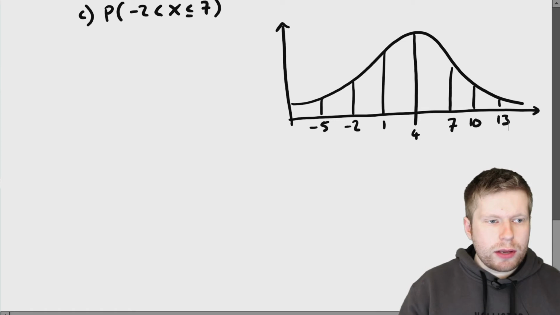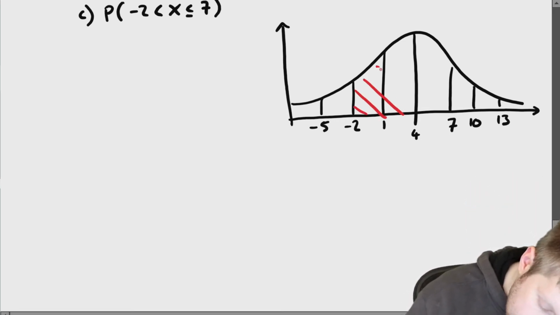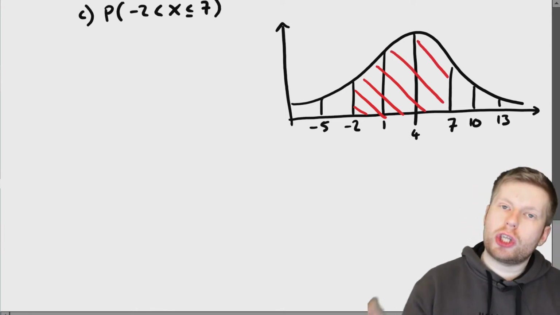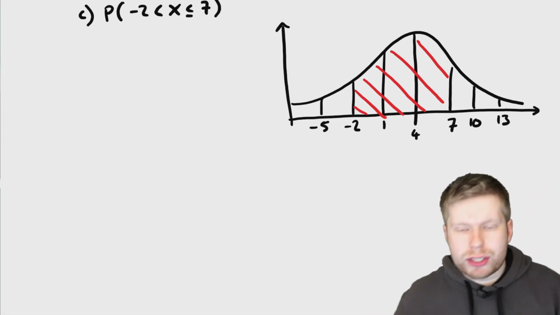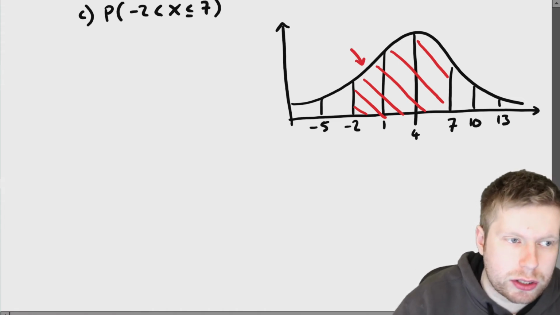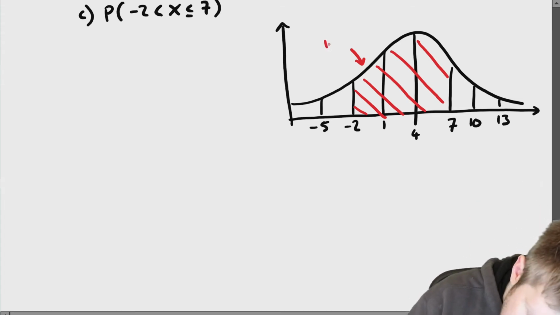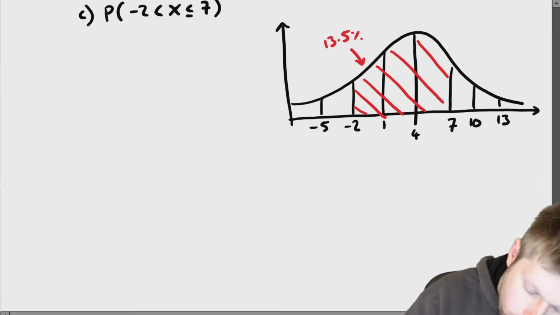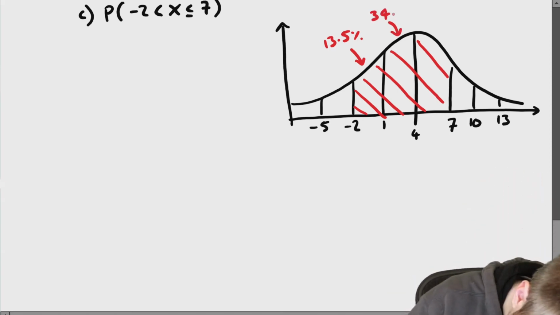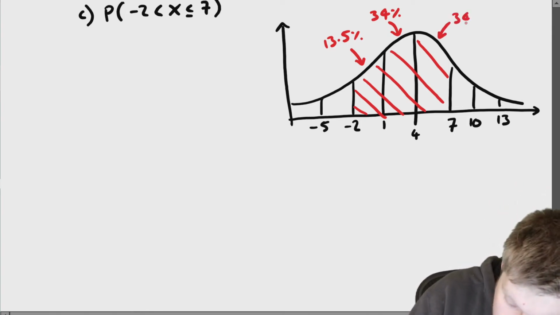Here it is, okay? And I'm looking for a value between negative 2 and 7. So between negative 2 and 7, I'm going to basically be looking at this region in here. So that's 2 standard deviations below the mean and 1 standard deviation above the mean. So let's just look at the probabilities for each of these regions. The probability of ending up between 2 and 1 standard deviation below the mean is 13.5%. The probability of ending up between 1 standard deviation below the mean and the mean is 34%. And finally, the probability of ending up between the mean and 1 standard deviation above the mean is also 34%.